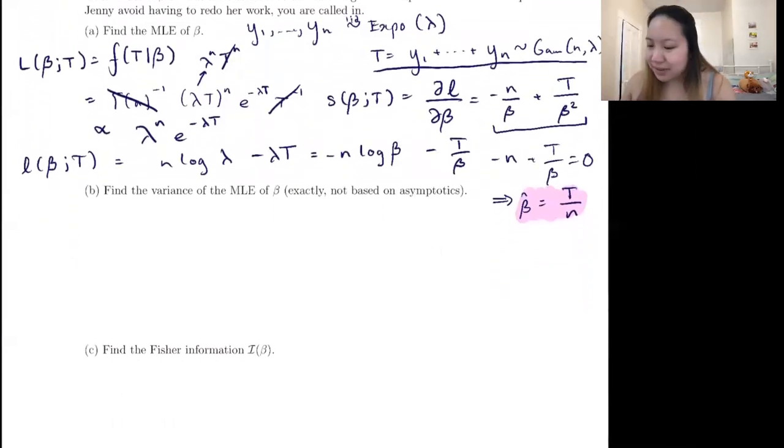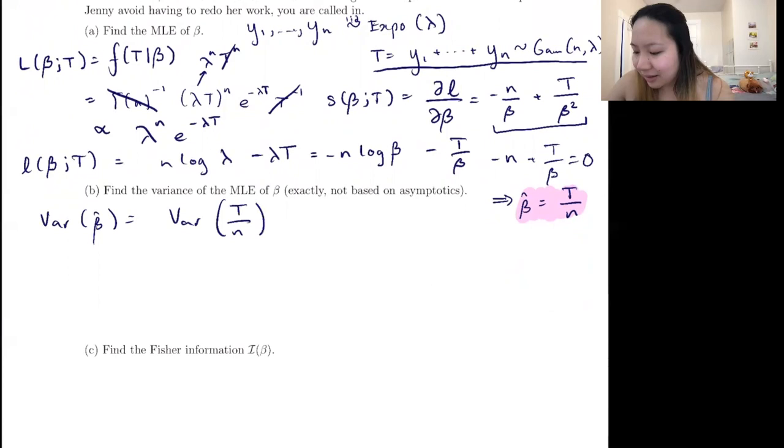Now I want to find the variance of this MLE. So I'm looking for the variance of beta hat. Recall that all estimators are functions of the data, so the randomness comes from the data. So we have the variance of t over n, and n is a constant, so I can pull that out: 1 over n squared times the variance of t.